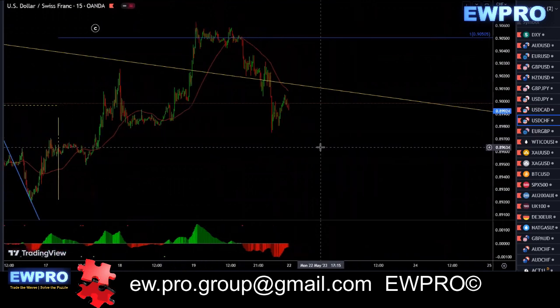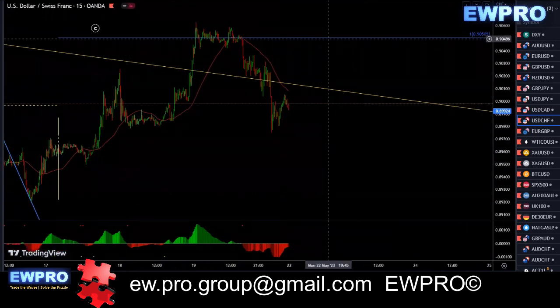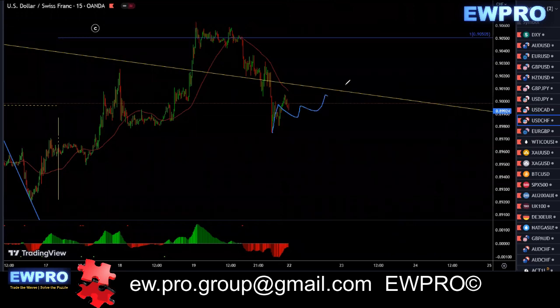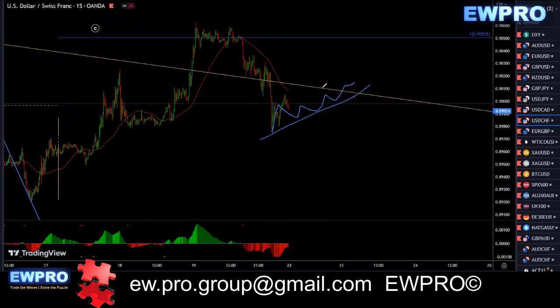Yeah. So on the M15, you can only sell it and would be looking for a correction in here. If you got a correction in here, you could look for the sell.